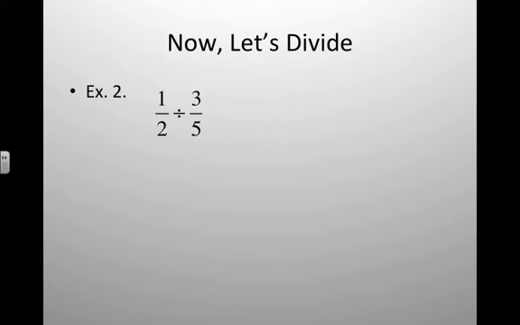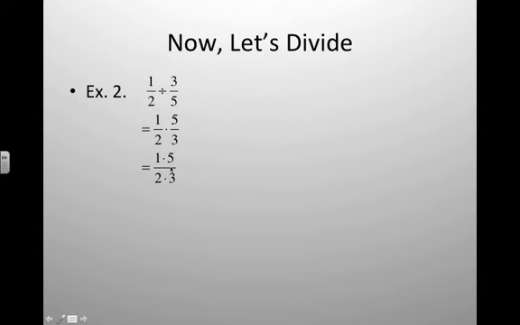Now, let's divide. We have 1/2 divided by 3/5, so do you remember what you need to do here? Yeah, you're right. You need to flip that second fraction and multiply. So we're going to rewrite it as 1/2 times 5/3, and then we're going to do just like we did on the last problem. We're going to multiply across the top and across the bottom.